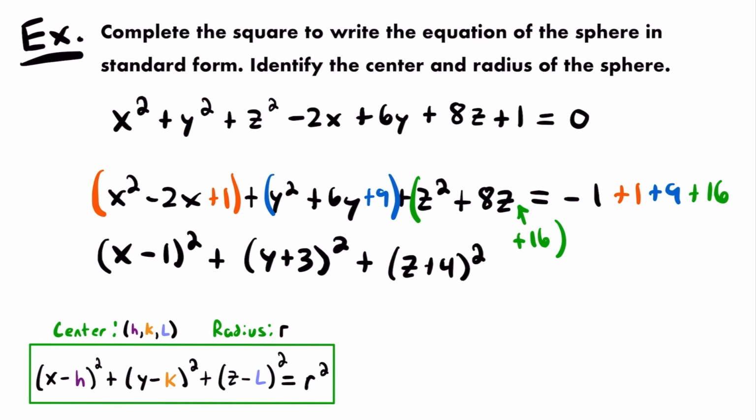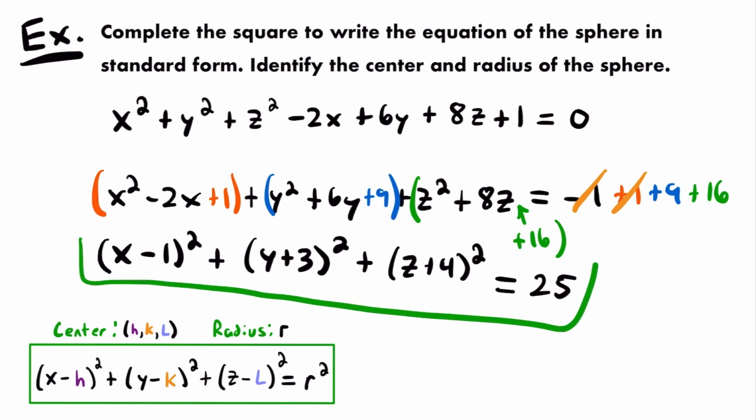All right, and that's going to be equal to these numbers added together. Negative 1 and 1 cancel each other out, so we can cross those out. And then 9 plus 16 is 25. So this is equal to 25. And that right there, we can box that in. That is our equation of the sphere in standard form.